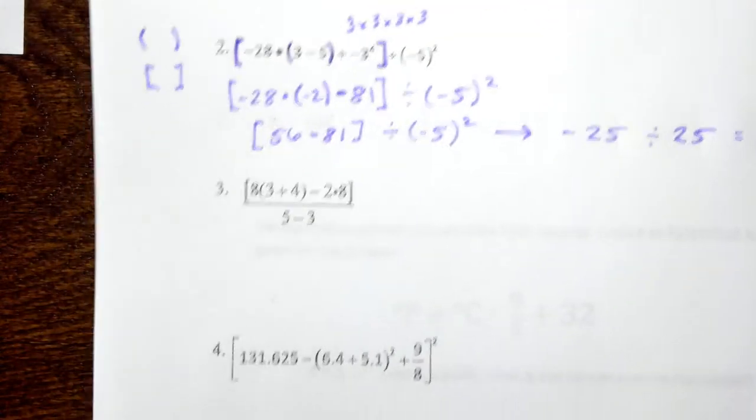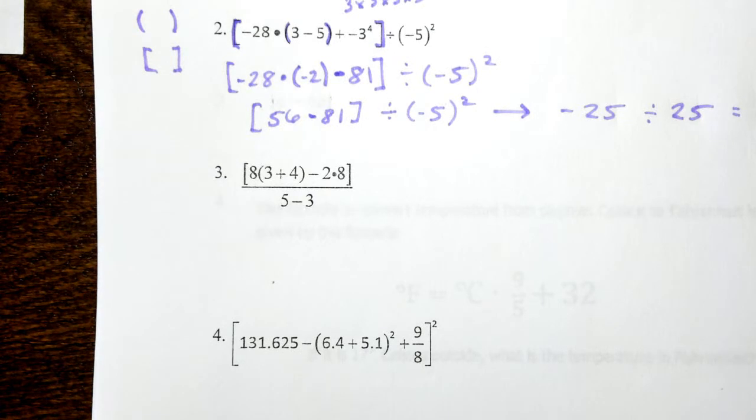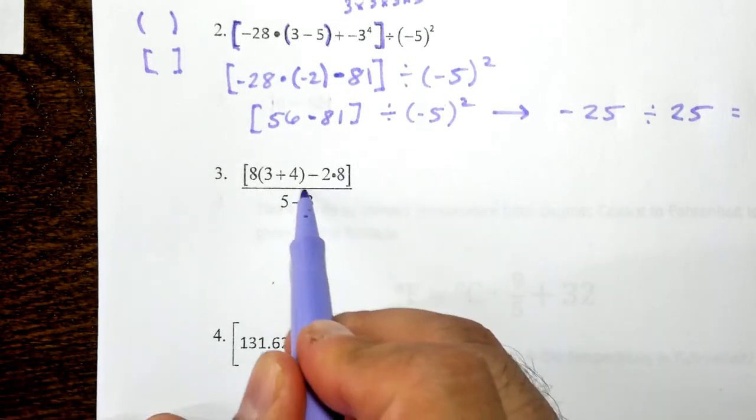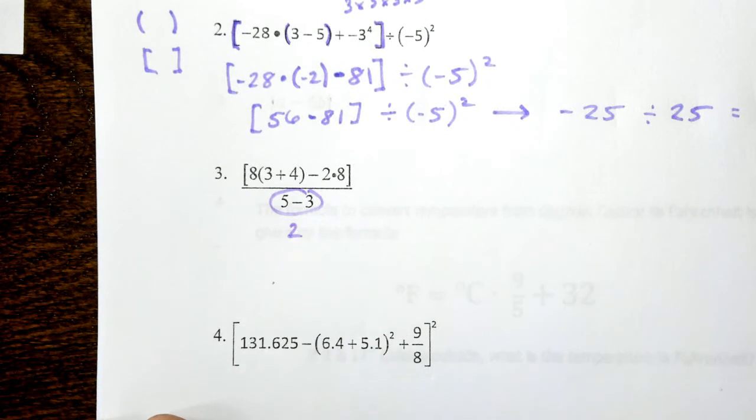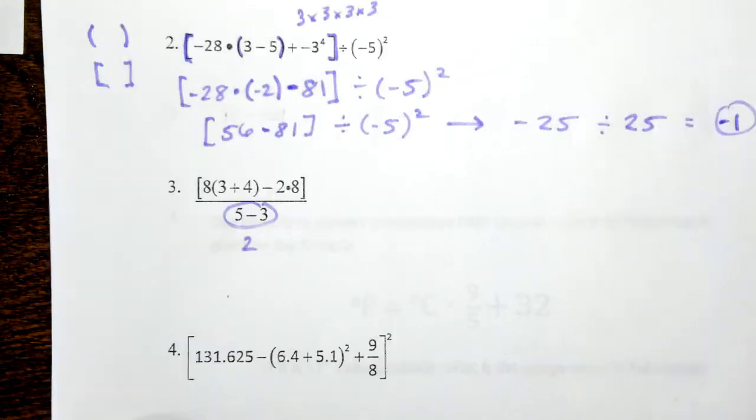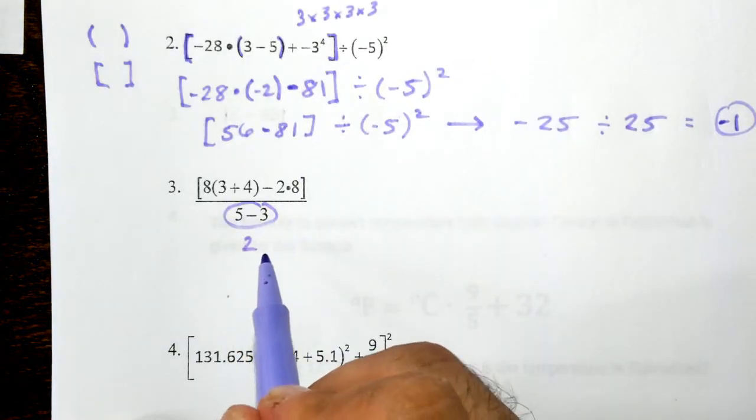Number 3 has a fraction. Now, fractions are considered grouping terms. But we already have grouping terms here. Normally I like to go in the order of GEMDAS, but in order to make my life a little bit simpler here, I already know that this is just 2. So I'm just going to write it down there, and I'll deal with it later.